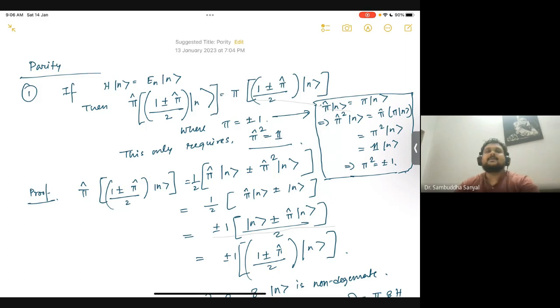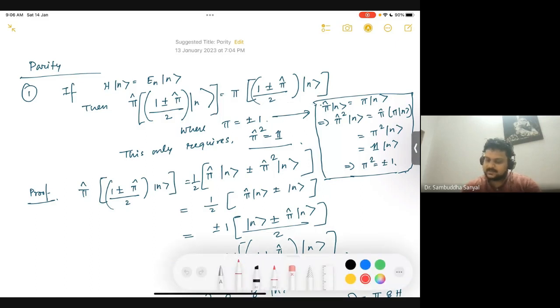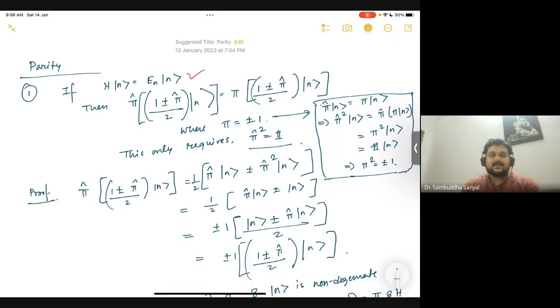Okay, so there were two statements. The first statement was that if my eigenstate of the Hamiltonian is this |n⟩, H|n⟩ = E_n|n⟩, then the eigenstate of the parity operator can be constructed as (1 ± Π)/2 |n⟩. So the eigenstate of the parity operator can be constructed as this Π± |n⟩ if |n⟩ is the eigenstate of the Hamiltonian.